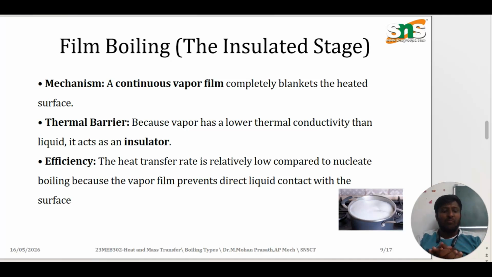Next is film boiling. Film boiling is the next stage after transition boiling. In transition boiling, a vapor layer was formed, but in film boiling, the vapor begins to decompose. In film boiling, the heat transfer rate is relatively low compared to nucleate boiling because the vapor film prevents direct liquid contact with the surface.